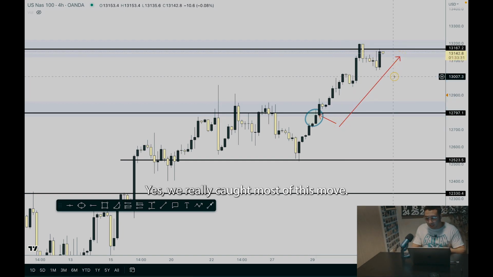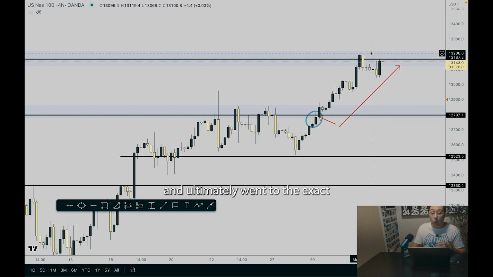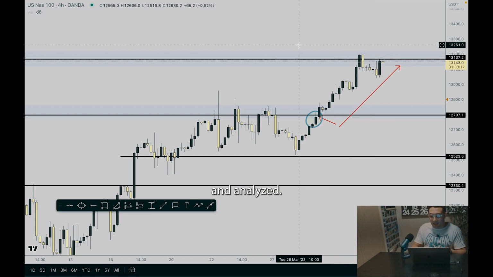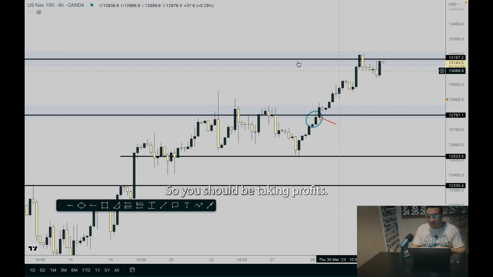And yes, we really caught most of this move. I had originally called it to 13200, but I had told us to close at 131, and then on Friday she pushed for another 100 points and ultimately went to the exact take profit point that I had said and analyzed. But the point of trading is to make money, so you have to secure your gains. And a 300 point move is no joke. That's a really big trade, so you should be taking profits.